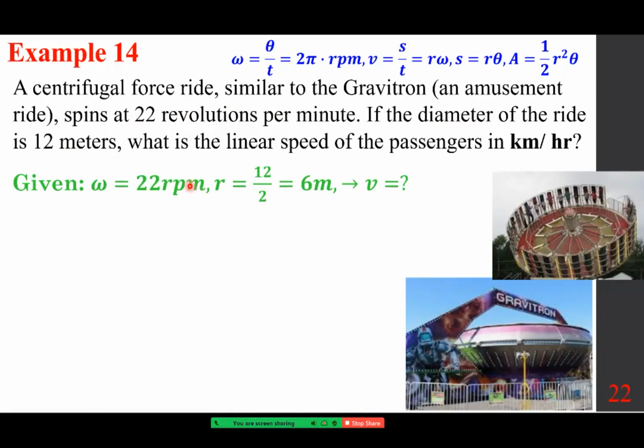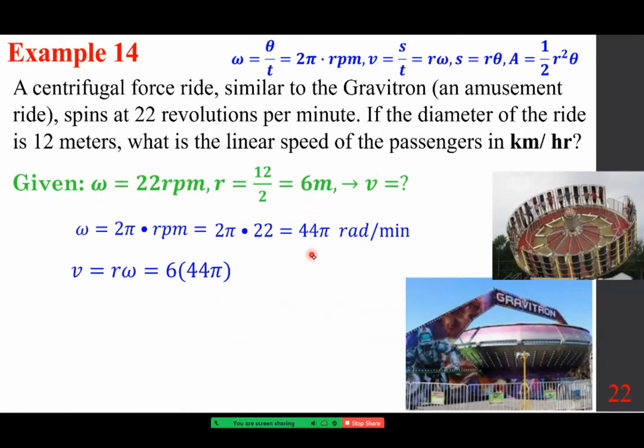So first and foremost, omega is in RPM. Anytime you have revolutions per minute, you have to immediately multiply by 2 pi because a whole revolution is what? 2 pi radians. So let's do that. And that gives us 44 pi radians per minute. Again, we're going to keep the pi for now. So V is R omega and R is 6. So you multiply this one by 6. That's all you have to do. So when we multiply, this is the precise answer, 264 pi, and it's meters per minute.